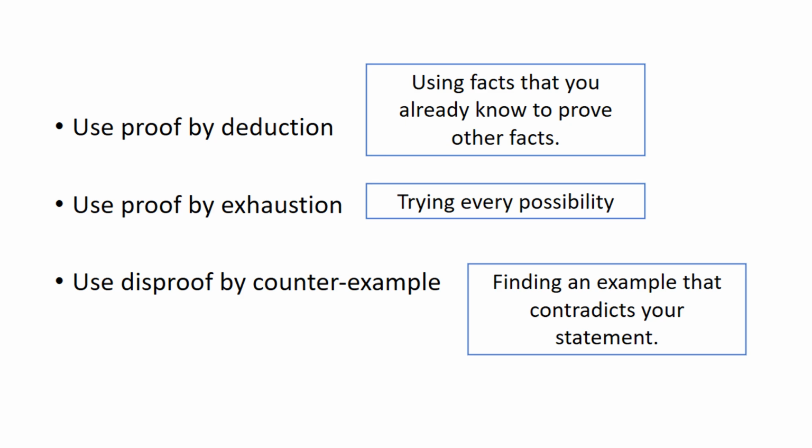And then the third type of proof that we looked at was called disproof by counterexample. So this is one where you prove that a statement is false by finding one example that contradicts the statement. So they are the three types of proofs that you've learned already. And the one that we're going to learn today is a different type of proof, and it's called proof by contradiction.